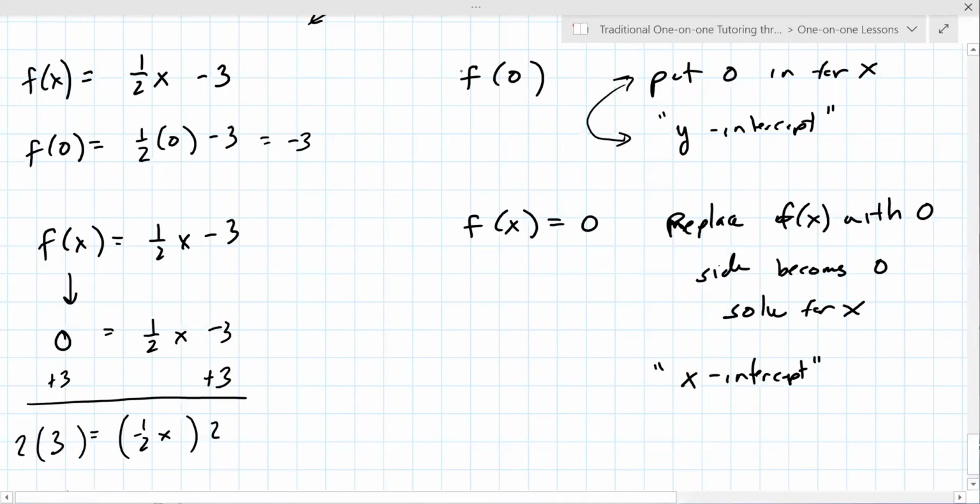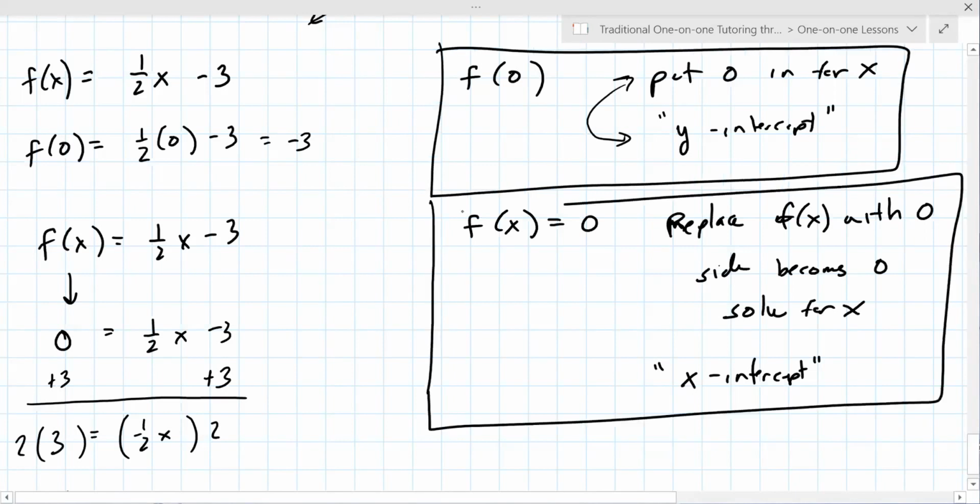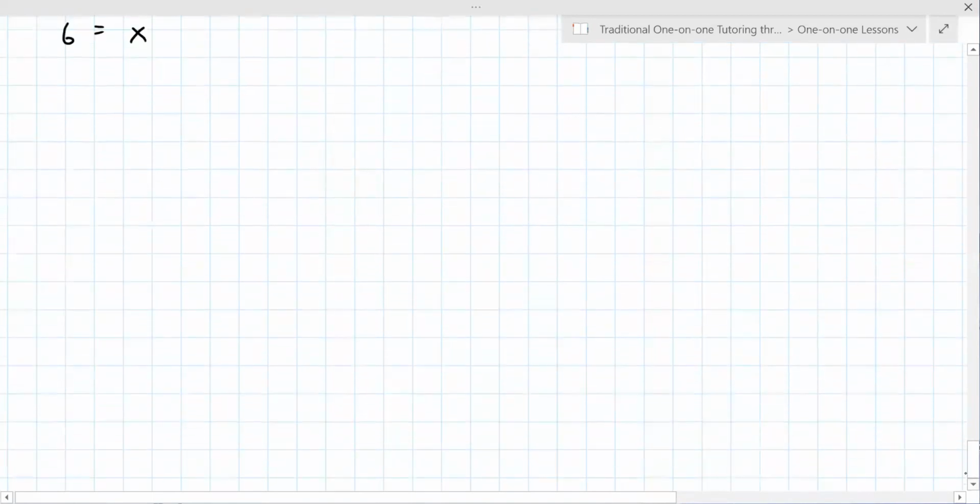All right, let's do this. Okay. So this is critical. Thing 1 is I put 0 in for x. Thing 2 is I set it equal to 0. And they sound the same, but they're different. It's like asking, what's a walk side and what's a sidewalk? They are not the same. That's kind of what's going on here.